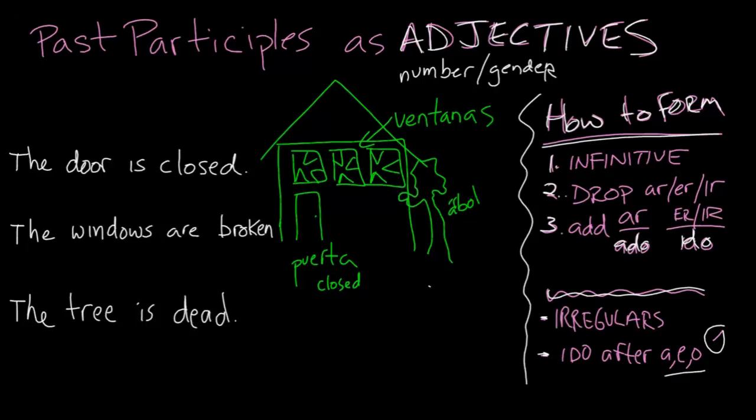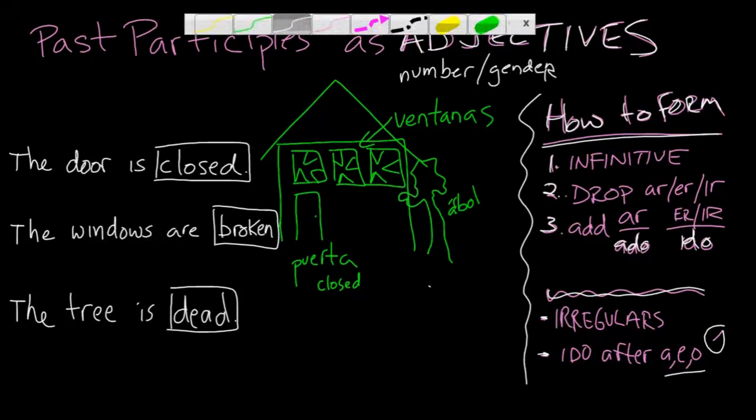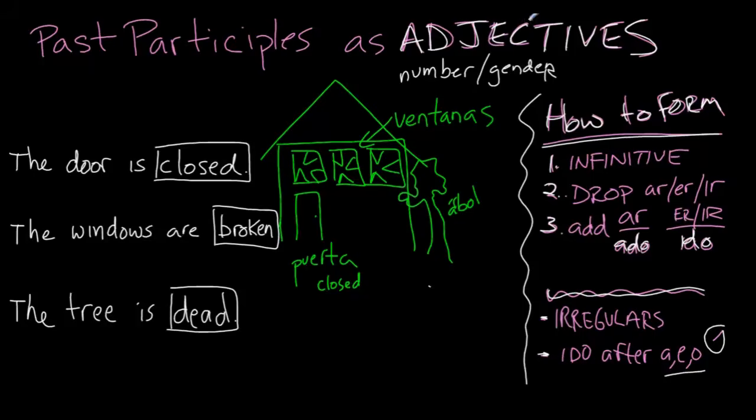so let's look at these three. The door is closed, so closed is our participle. The windows are broken, our participle. And the tree is dead, again, our participle. So what do we need to do? Well, let's look at what those could sound like.